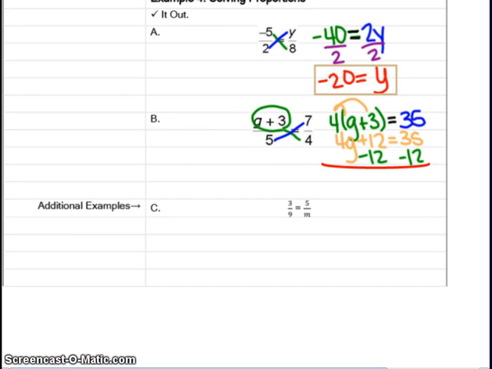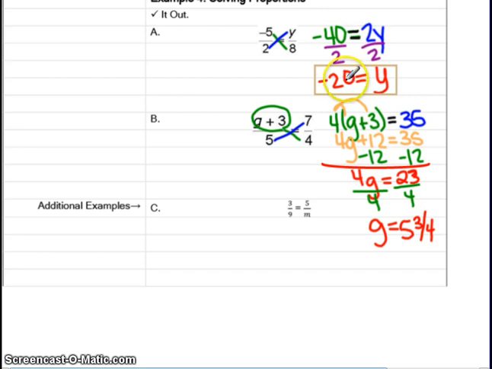My lines are curvy for some reason. I'm left with 4g is 23. And then I'm going to divide by 4. And g is, now you can leave this as 23 over 4, or you can go ahead and understand that that's a 5 3/4.